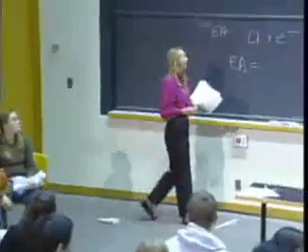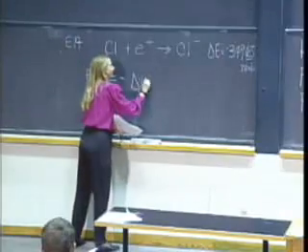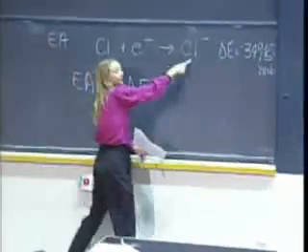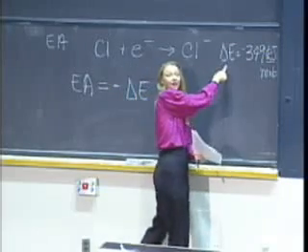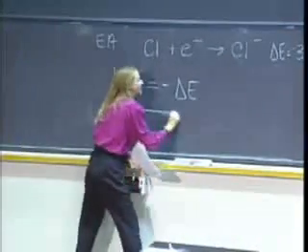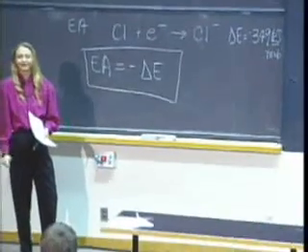Ionization energy. Okay, the electron affinity here is minus this energy, right? If you add an electron to an atom, there's an energy change. The electron affinity is defined as minus that energy change.